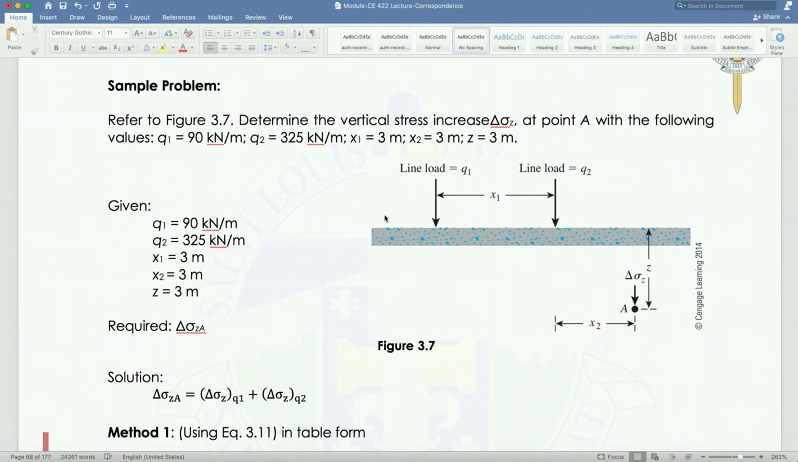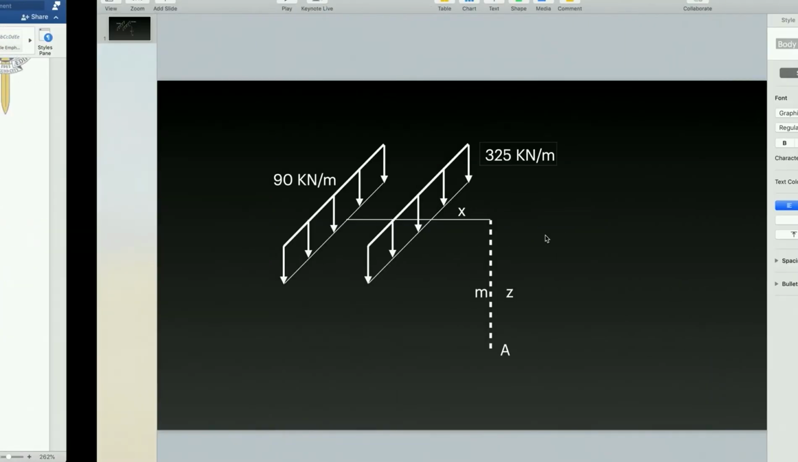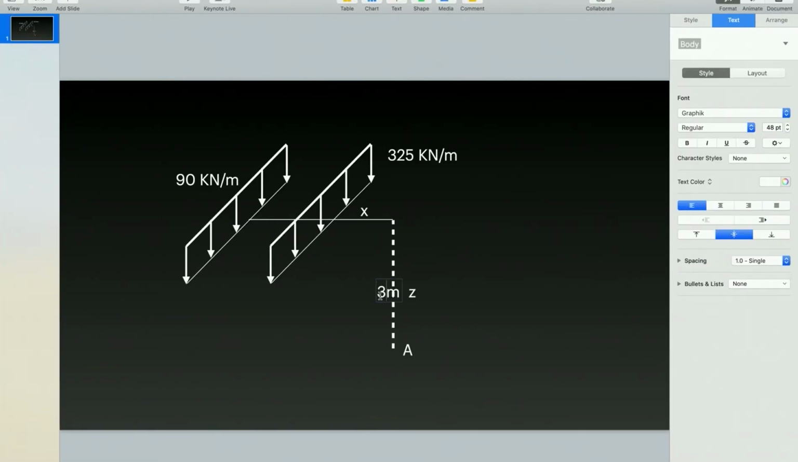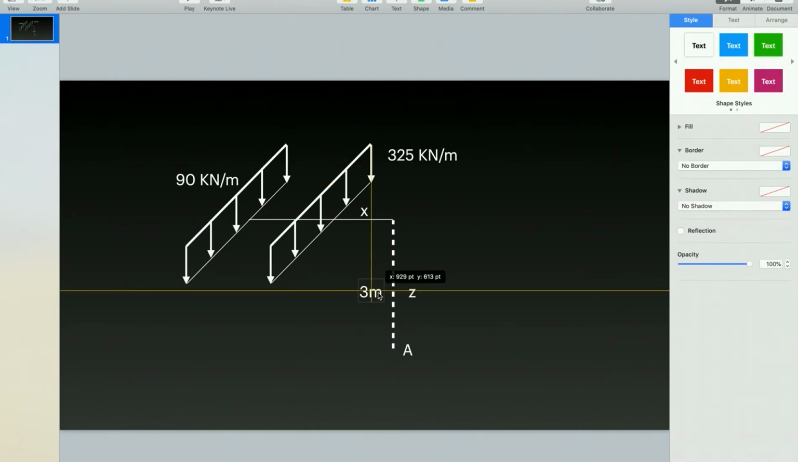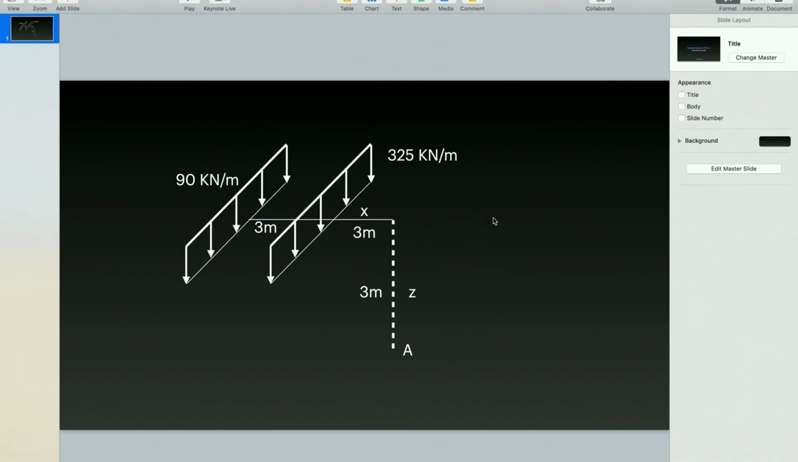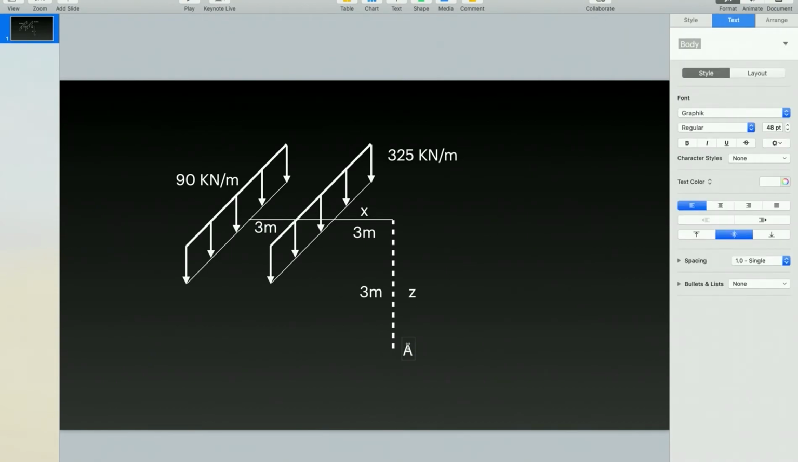Okay, then the distance is 3 meters, 3 meters. Then we also have the depth of 3 meters. So we have 3, they are the same. So 3 meters here, 3 meters here. So ganyan yung itsura natin. So we are to determine delta sigma A.